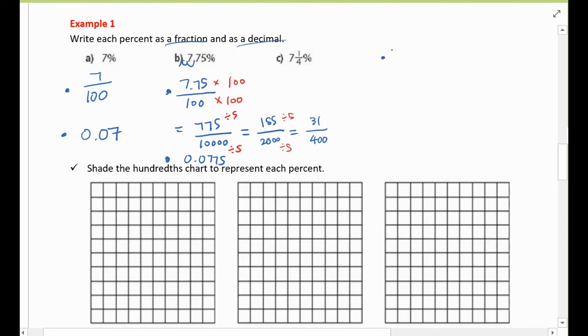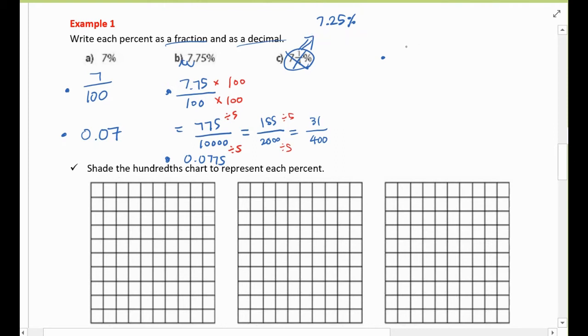And C, so before we change this to a fraction, we're going to change this part first. 1/4, everyone. 1/4 is what in decimal? So 1 divided by 4. If you don't know, I want you to use your calculator. So 1/4 is a quarter, so that is 0.25, so 7 and 1/4% is 7.25%. So we're not going to use this. We're going to use 7.25% instead.